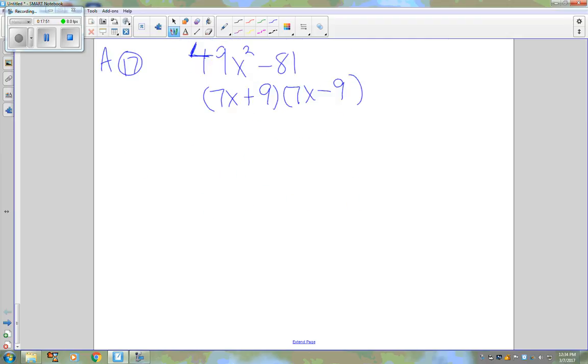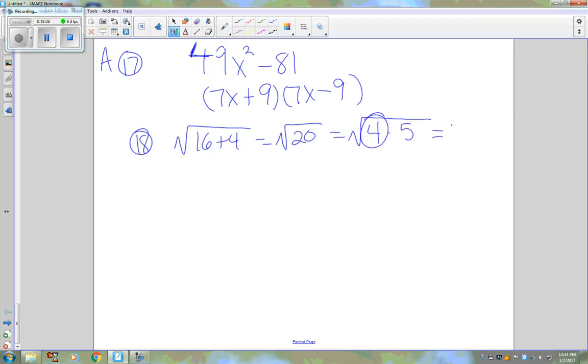We did 18 yesterday. I'll go through it again. 16 plus 4 is 20. I need a perfect square factor of 20. The largest would be 4. This is a perfect square, so you take the square root of 4, which is 2, and the 5 stays under the radical. That's B.